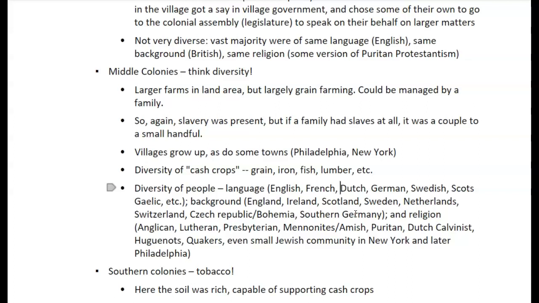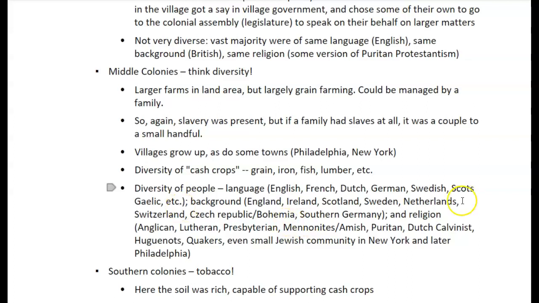In Pennsylvania and in New York, in Queens, New York, you had Quakers. There was even a small Jewish community in New York. The gents I taught should remember that. They came when the Dutch were settling here. And later a small community of Jewish folks in Philadelphia. So the middle colonies, the word to know for that is always diversity. Diversity in its economics, in its cash crops, in its religions, in its languages, in its ethnic backgrounds.